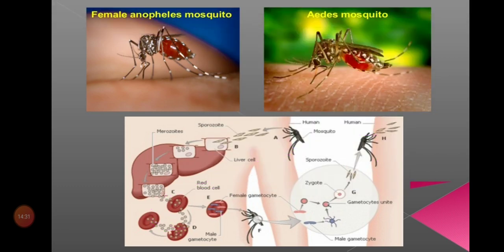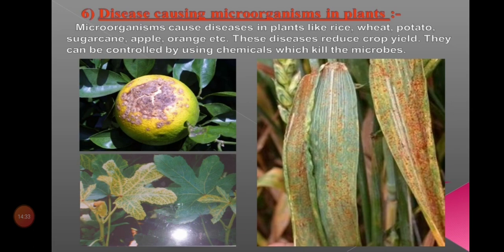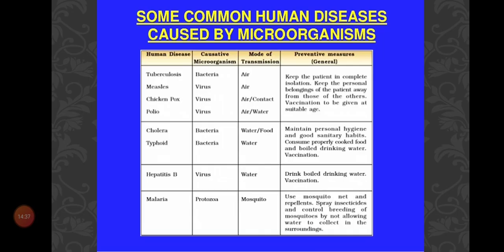Next, these are the things we saw in human beings. So this is the flow chart. It is given in your NCERT book. So I'll finish this now.